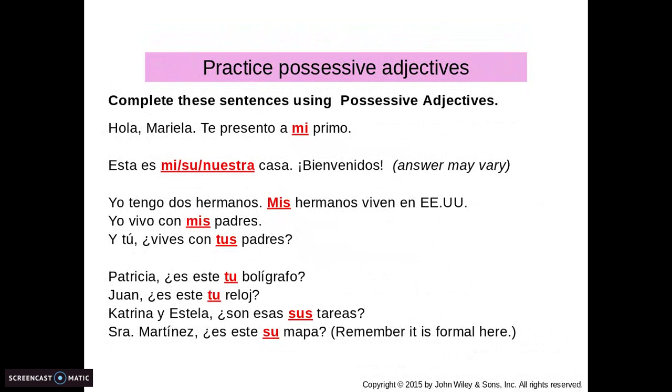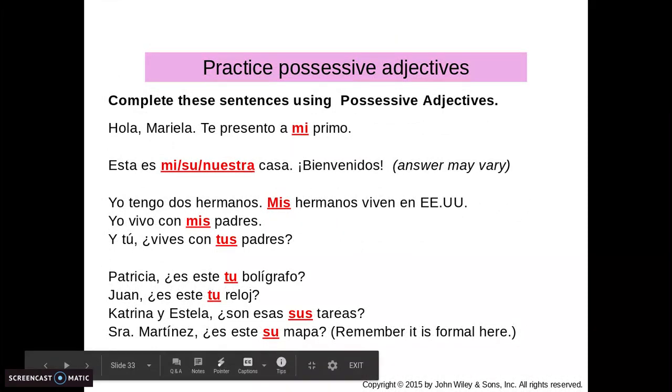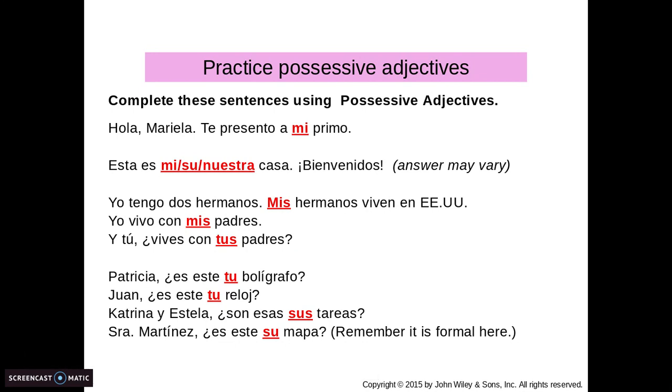Now I'm talking to each of these people and asking them about the information about themselves. So, Patricia, she's my friend, so I'm going to use la forma de tú, right? So I'm going to say, ¿Es este tu bolígrafo? Is this your pen? ¿Es este tu bolígrafo? Now, I could be pointing to someone else and ask her if it's his pen or her pen. But in this case, we're going to assume that we're asking the speaker if this item belongs to them. So, Patricia, ¿es este tu bolígrafo? Is this your pen? Juan, ¿es este tu reloj? Is this your watch, Juan? Katrina y Estela, ¿son esas sus tareas? I'm asking Katrina y Estela, are those your homework? ¿Son esas sus tareas? Those your work.